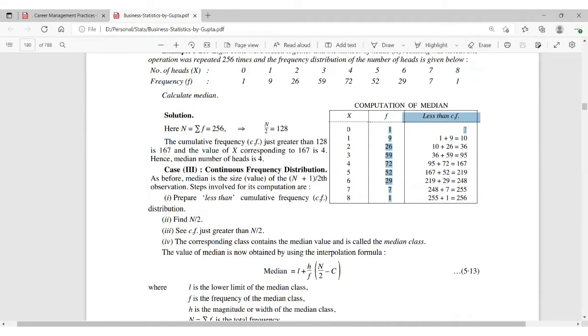First, it is 1. Next, 1 plus this frequency 9 comes to be 10. Again, 10 plus 26 is 36. Then 36 plus 59, and so on. Here, this is the cumulative frequency.